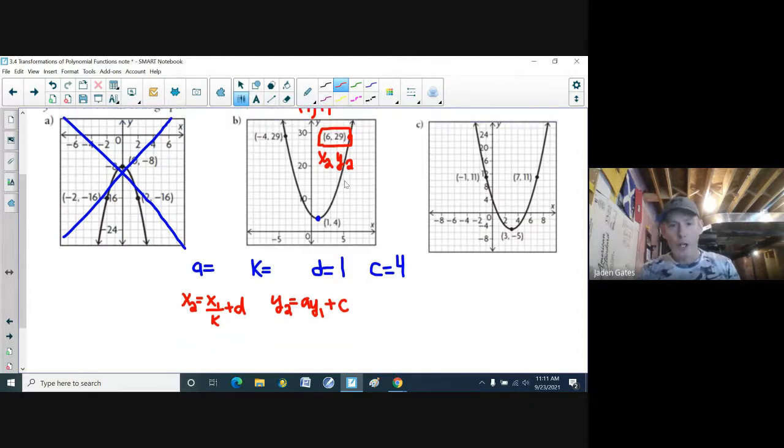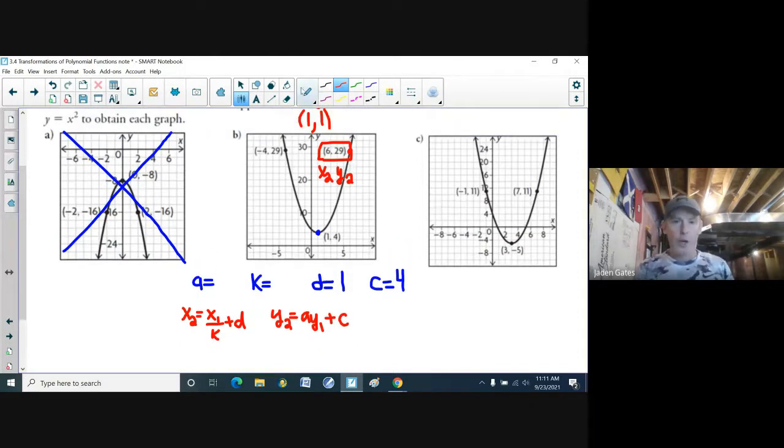And so what we're going to use are our transformation equations to find our k and to find our a. Then we can write the equation. All right, so is there any questions about that? That's a little bit of a conceptual thing there. So we have both the original point and the transform point. What you're trying to do is find the a and the k.